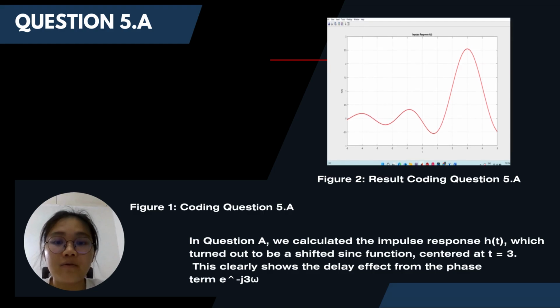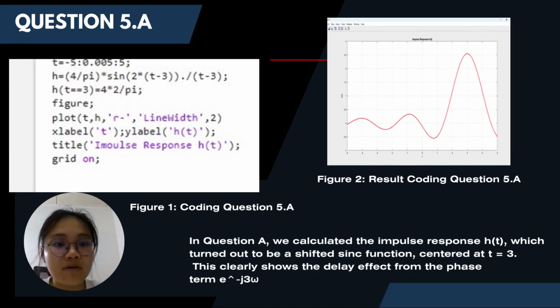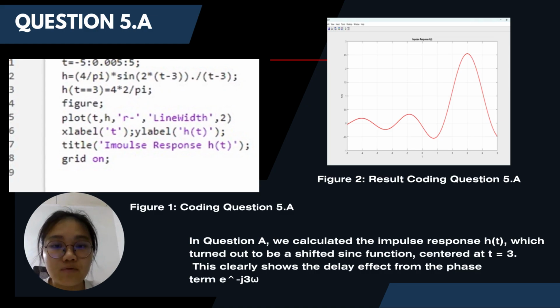In question A, we calculate the impulse response HT, which turned out to be a sinc shaped function centered at t equal to 3. This shows the delay effect from the phase term e to the power of negative j 3 omega.